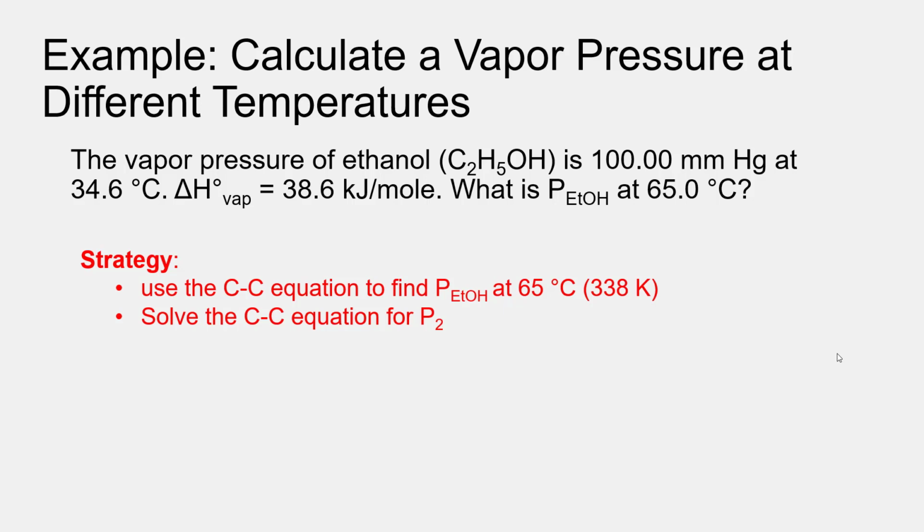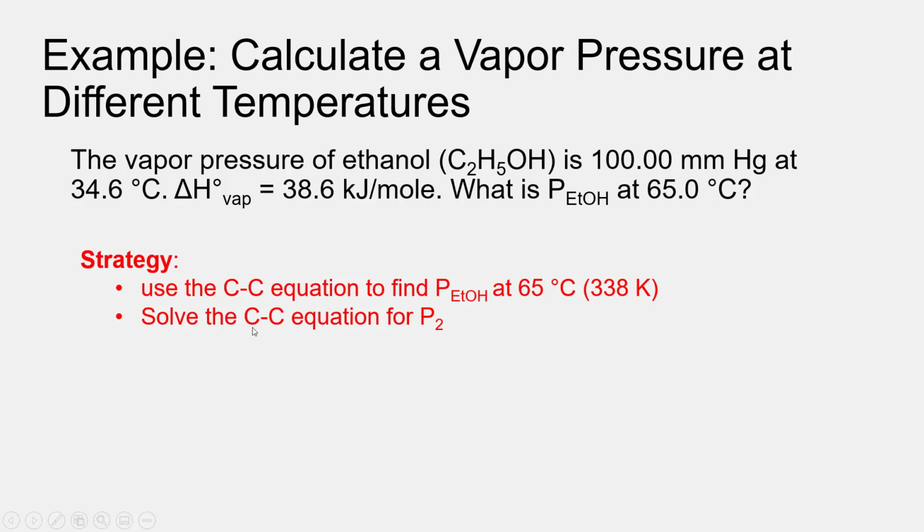We are going to use the Clausius-Clapeyron equation to find the partial pressure, the vapor pressure of ethanol at 65 degrees Celsius. We're ultimately going to need the temperature in Kelvin, not Celsius. So I'm going to go ahead and add 273.15 to my 65 degrees Celsius. My temperature in Kelvin is 338 K. That's how I'm going to have to use it in the equation. Really 338.2 K, to force things.